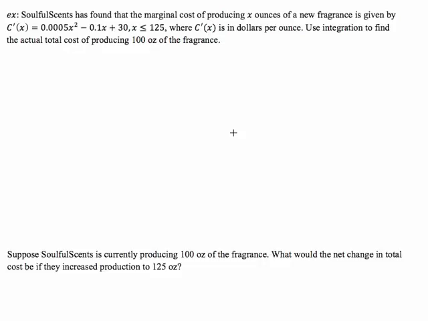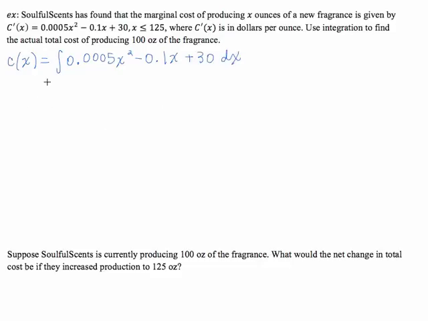Okay? What we want to do is use integration to find the actual total cost of producing the first 100 ounces of the fragrance. Okay, so we know that marginal cost is the derivative of total cost. So now what we need to do is go backwards from that and anti-differentiate to go from marginal cost back to total cost. So the total cost function C of X is given by the antiderivative of the marginal cost function. So it's given by the antiderivative of 0.0005x squared minus 0.1x plus 30 dx.